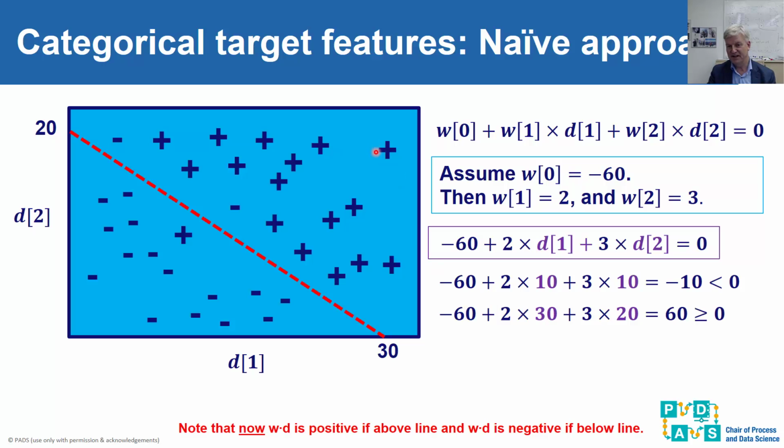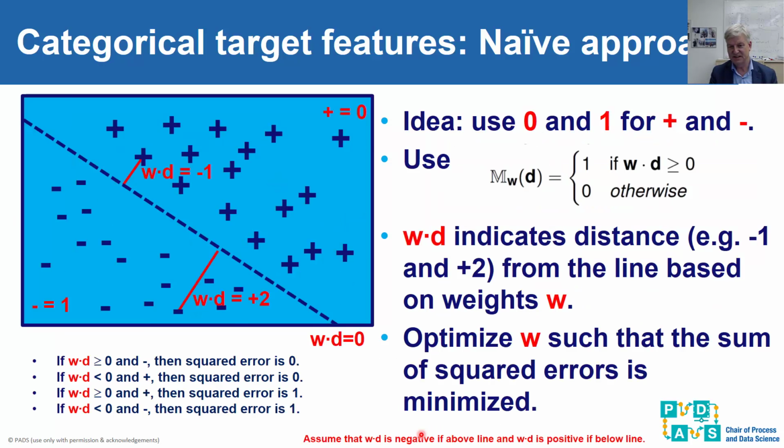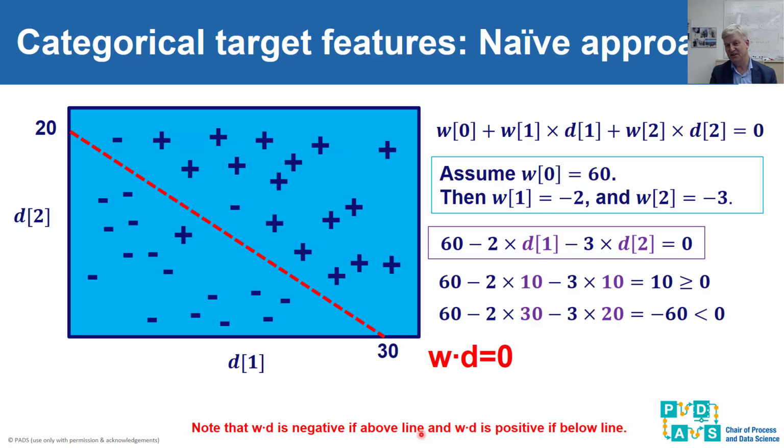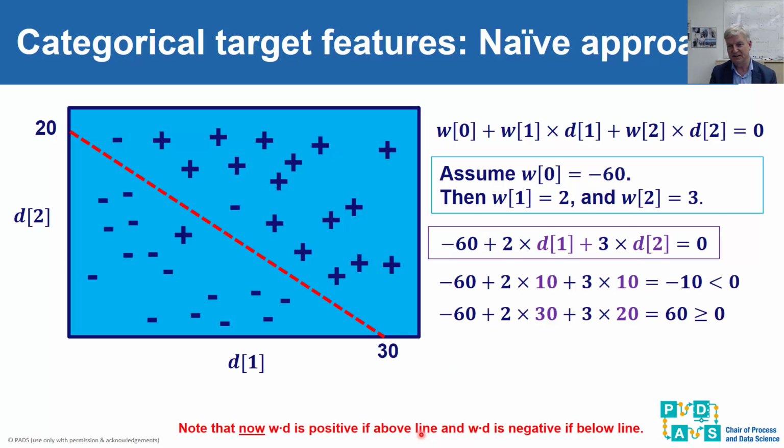If we have, let's say, 30, 20, we have a value of 60, which is clearly above 0. So now W times D is positive if we are above the line, and negative if we are below the line. On the previous slide, that was exactly the other way around. I hope that this helps you understand that this is just a convention, what is above or below the line corresponding to what is positive and negative. I realize that is highly confusing, but it is simply the way that it is.